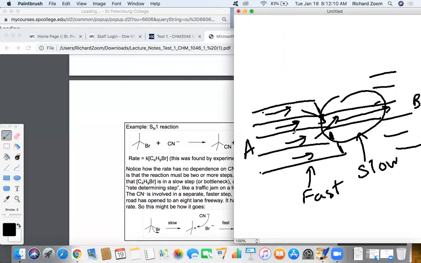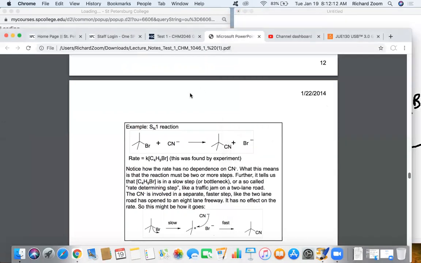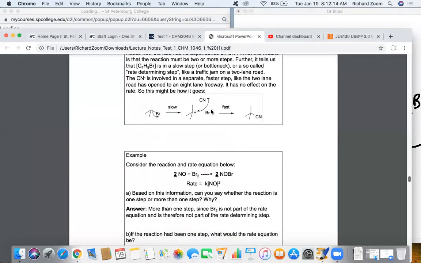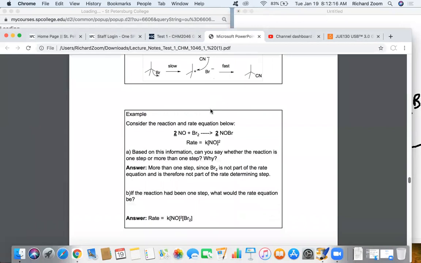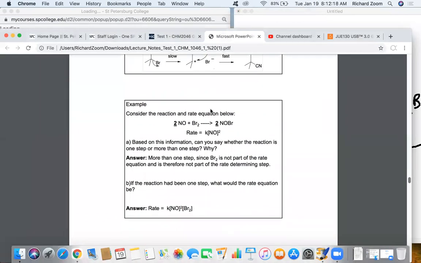All right, let's look at an example here of the kind of thing that you're going to see on the test. So what I'm going to do is give you a full chemical reaction for something, as well as the rate equation for that reaction. The rate equation is not based on looking at the reaction. The rate equation would have been found by doing experiments like we talked about last Tuesday.